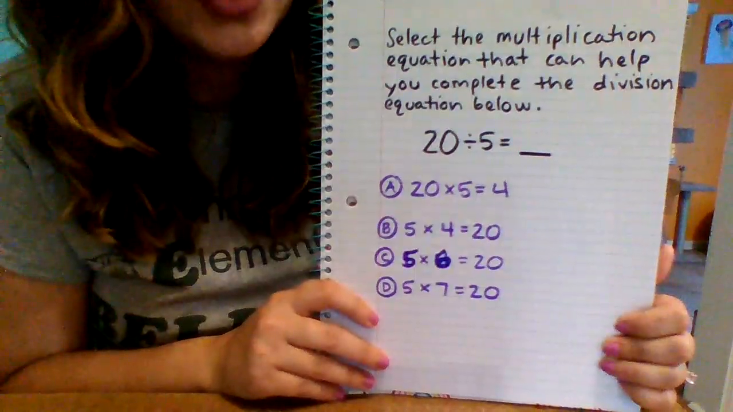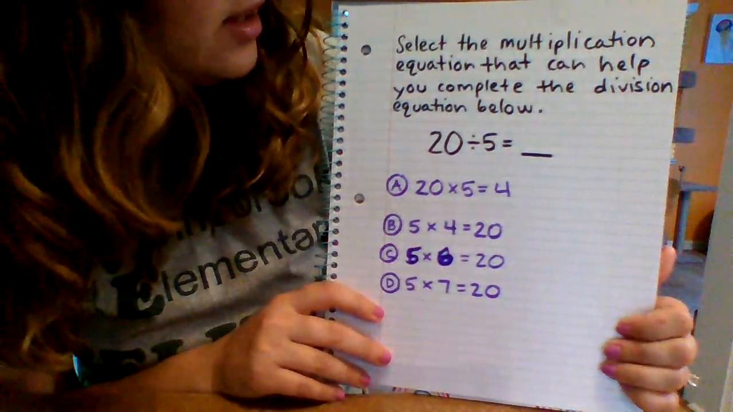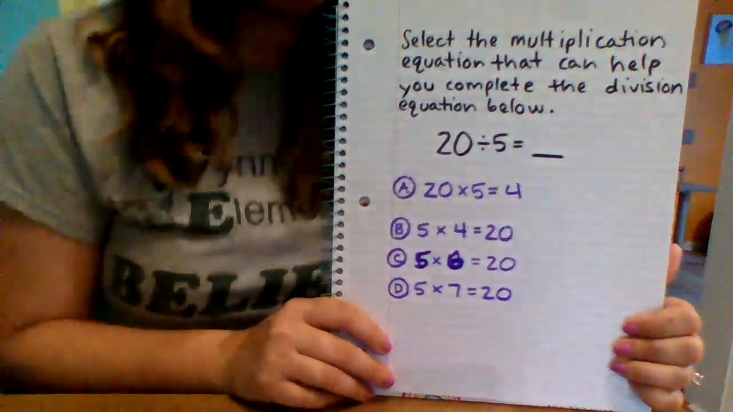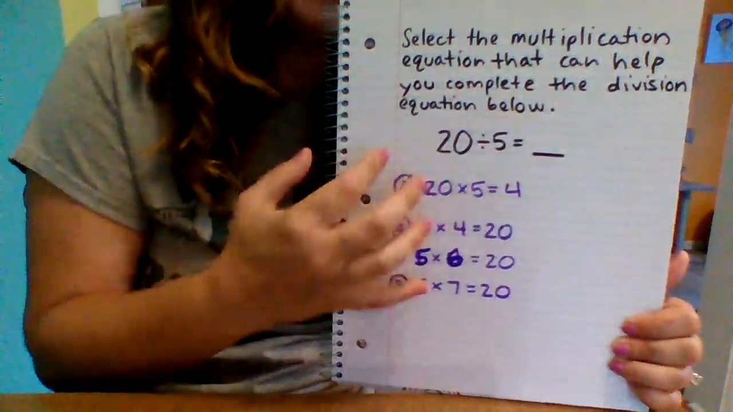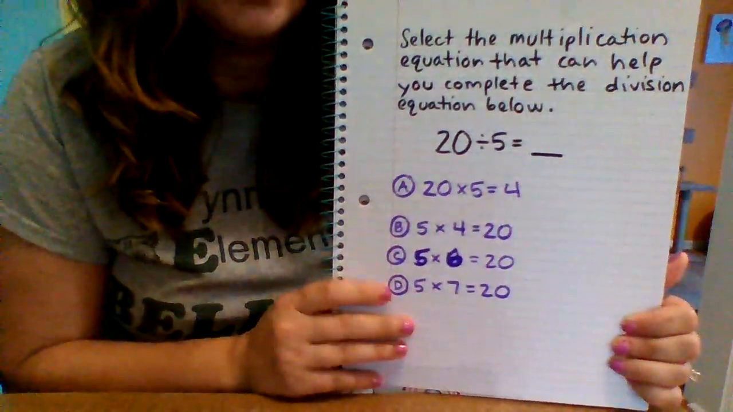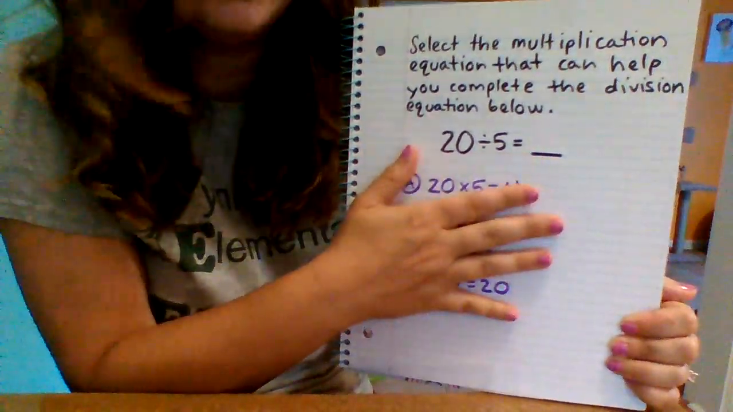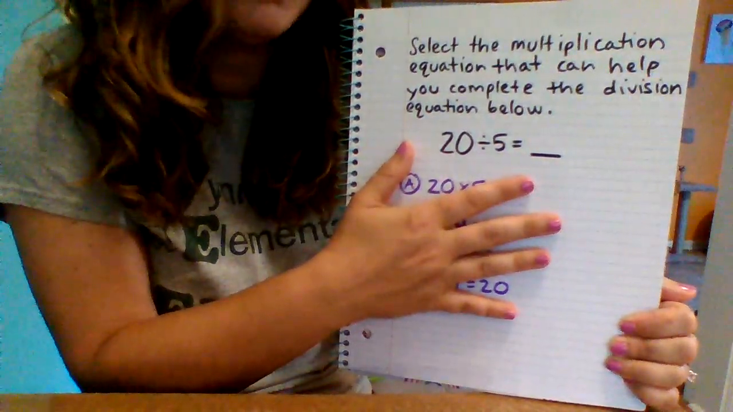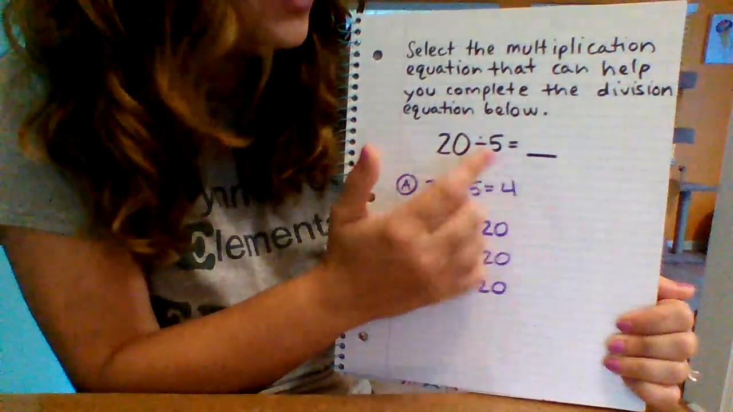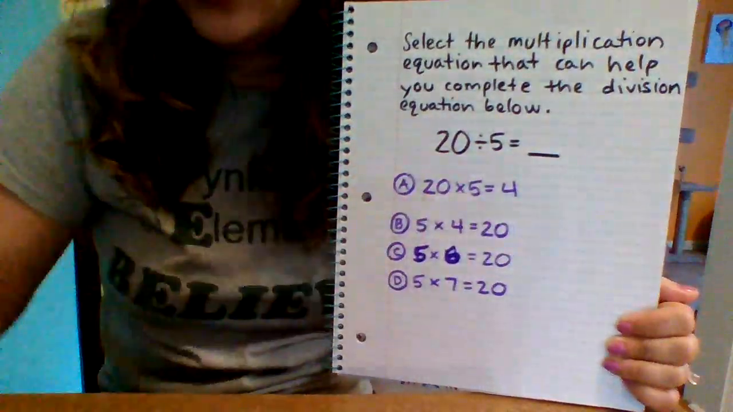Select the multiplication equation that can help you complete the division equation below. So they show us an incomplete division equation, and we have some options to go ahead and fill it in. My advice to you is that you solve this equation before you look at the answers. Although it can be done more than one way, let's go ahead and solve the division equation first, because that's going to help us find the answer.